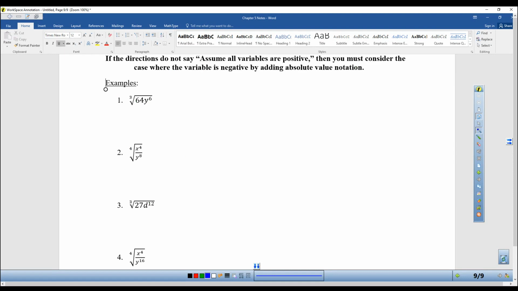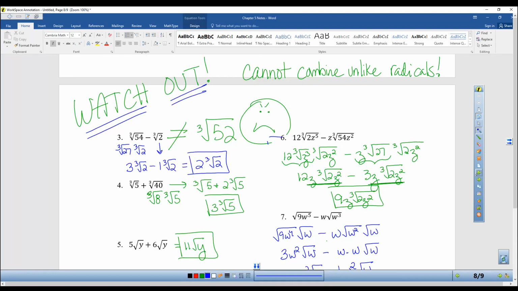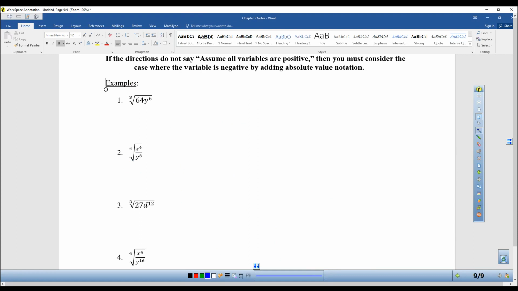If the directions do not say assume all variables are positive, then you must consider the case where the variable is negative by adding absolute value notation. So on these last ones, we're just assuming that everything's positive, just because you had enough to think about already. But now, if I just give you an example, and I don't say that it's positive, you're going to have to add some absolute value.